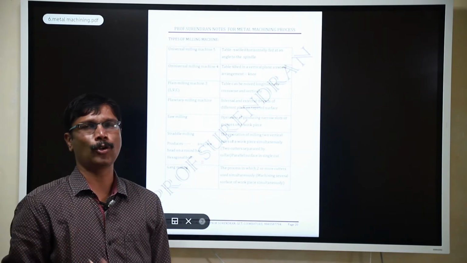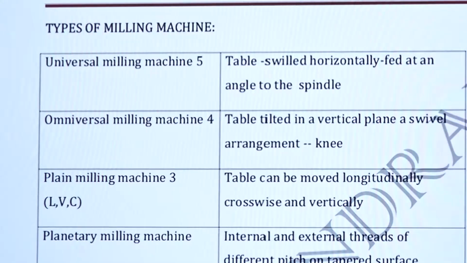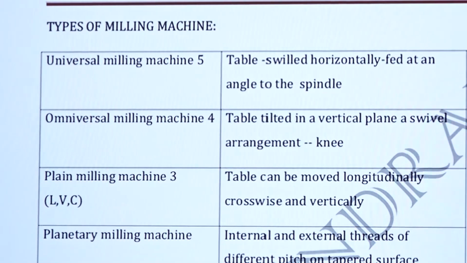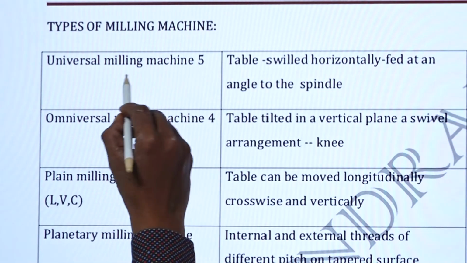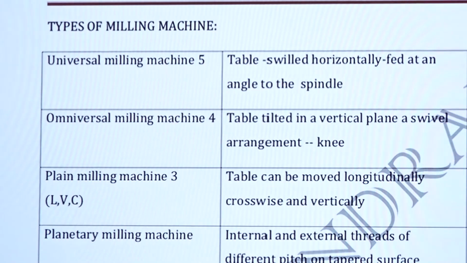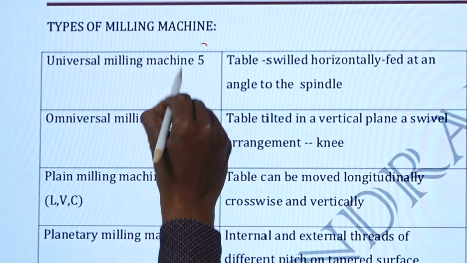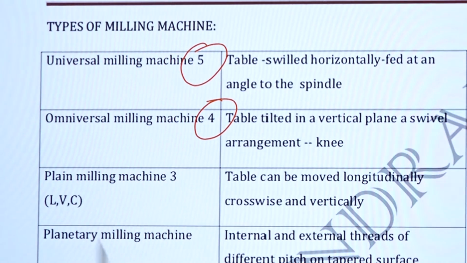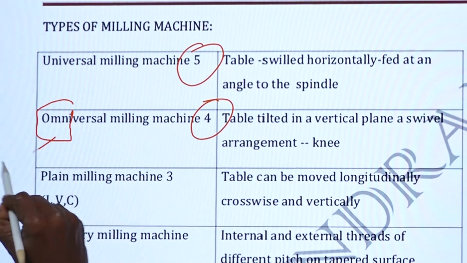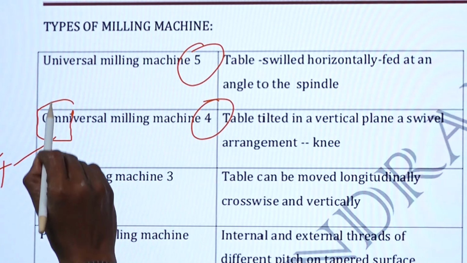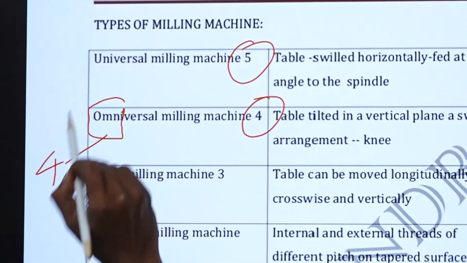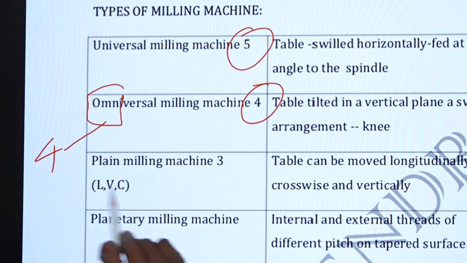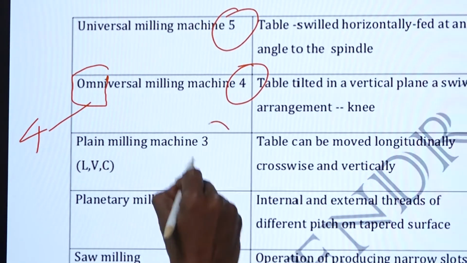Next, we are going to discuss the types of milling machine. In types of milling machine, we have the universal milling machine. Universal milling machine means it has 5 different motions. Omniversal means 4. Universal 5, omniversal 4, plane means 3.